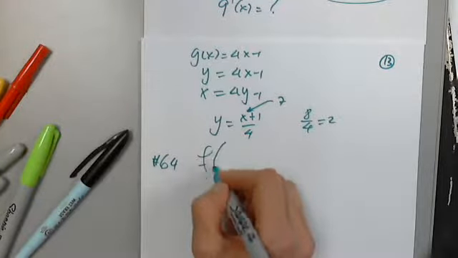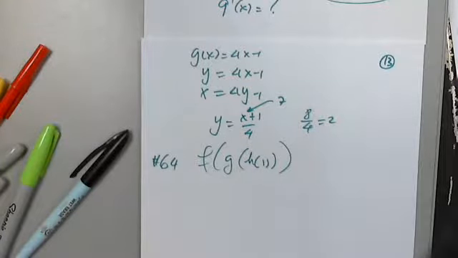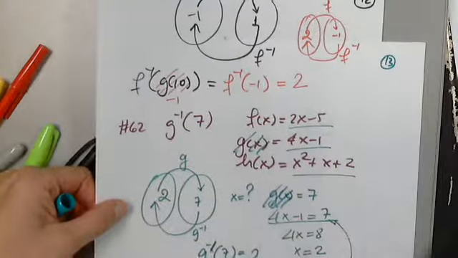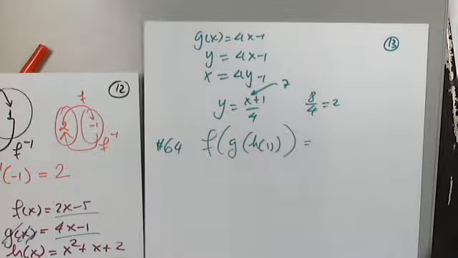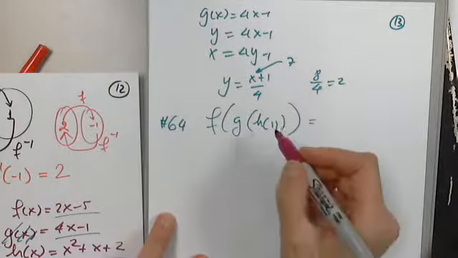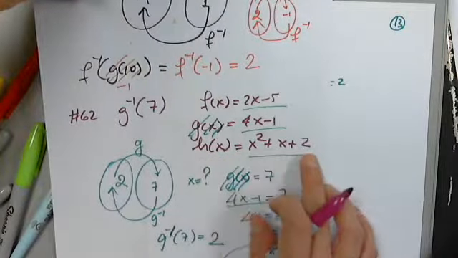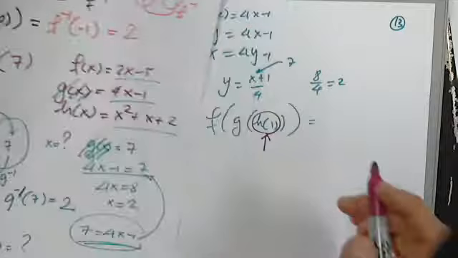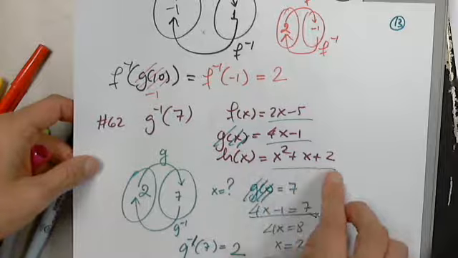So f of g of h of 1. We are given those 3 functions. They're all here. Where do I start? From the innermost, so we have to find h of 1. Can anyone tell us h of 1? 4. Do you all agree with h of 1 being 4? 1 squared plus 1 plus 2, that's 1 plus 1 plus 2. Very good.